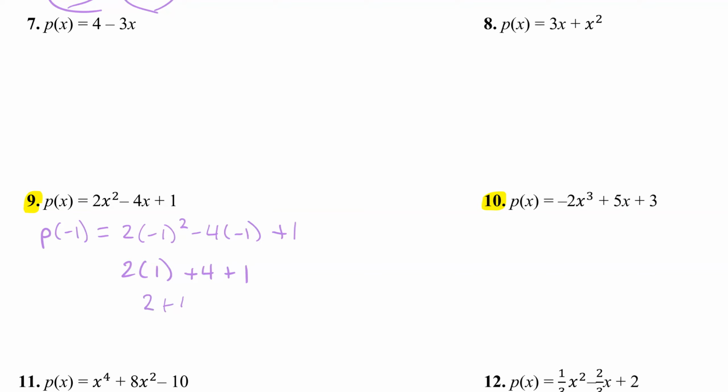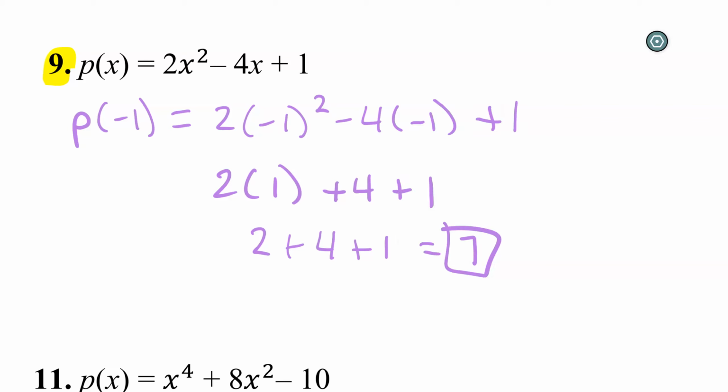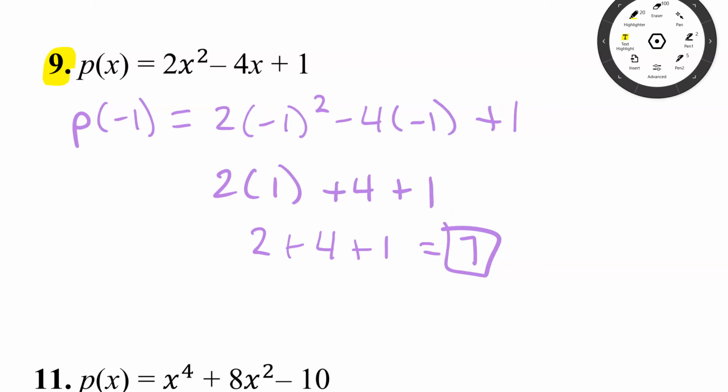Let's see, 2 plus 4 is 6 plus 1 is 7. Oh my gosh, I wrote really big. Yeah, we're doing 9 and 10, and there's 2 problems for each of these. Are we going to do 11? No, or am I doing 9 and 10?